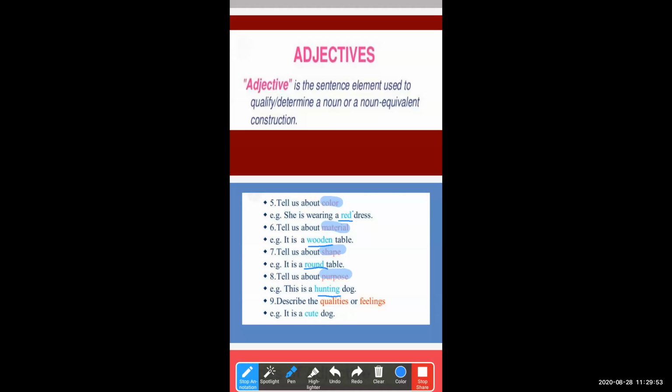Whenever you see words that describe a noun, person, place, animal or thing, those words come under the adjective. They describe qualities or feelings. Here it is a cute dog. Cute describes the dog, and the describing word is cute. So this cute comes under the adjective.